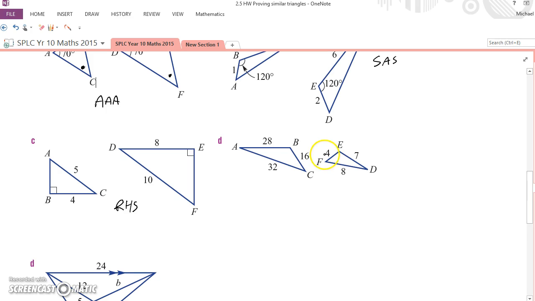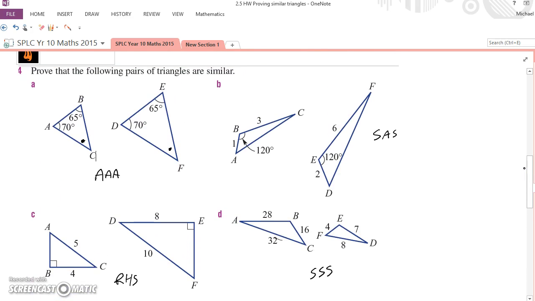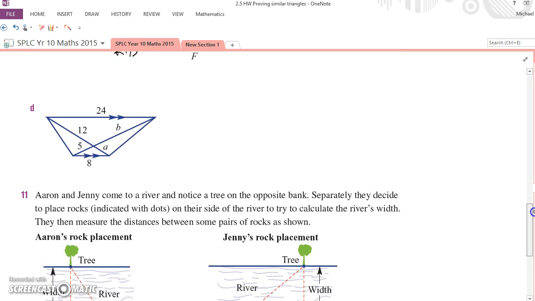And finally, if we look at the shortest side, 4. If I multiply it by 4, I get 16. 7 times 4 is 28. 8 by 4 is 32. So that's a side, side, side rule. All sides are in proportion. Those triangles will be similar. That's a bit easy. Let's have a look at a couple of the harder or more challenging examples.